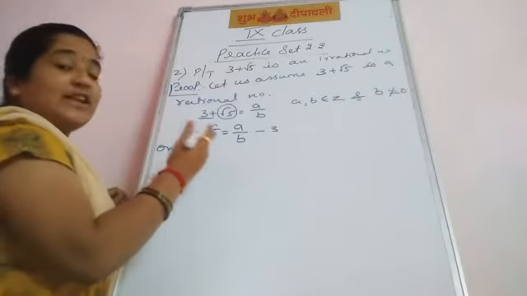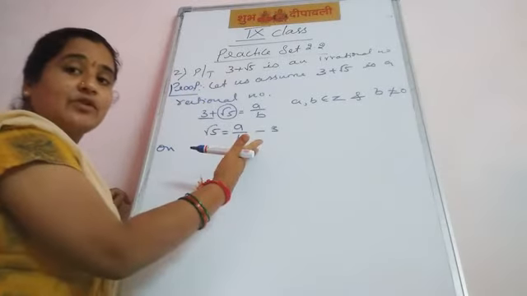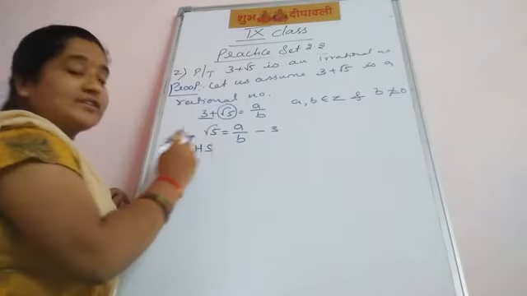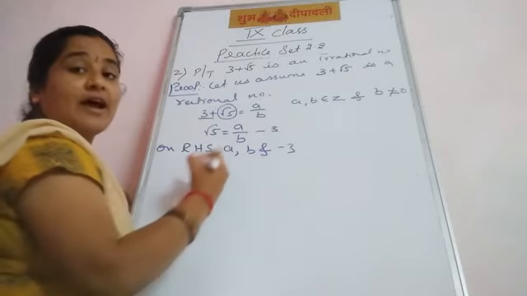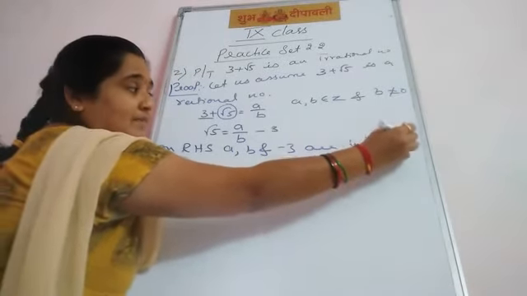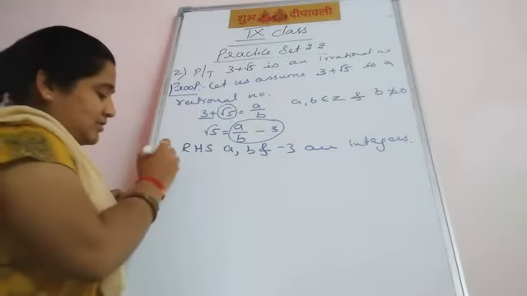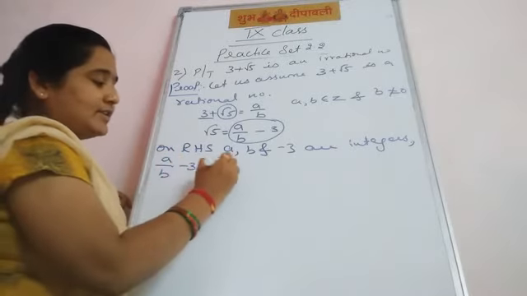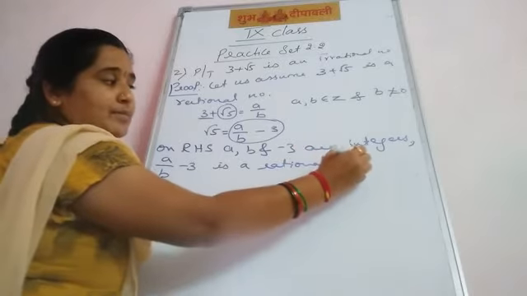Now we will explain LHS and RHS. On the RHS, a, b and minus 3 are integers. This total is rational. A upon b minus 3 is a rational number. Okay.